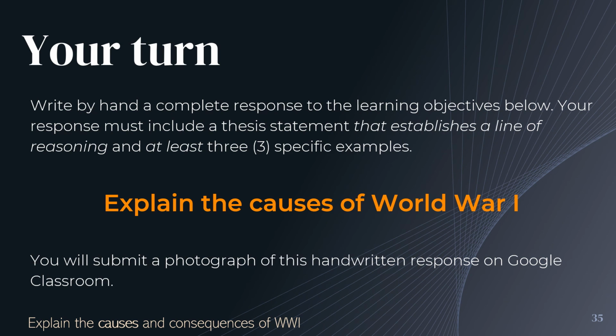Before we're done though, your job now is to write a complete response to the learning objective below. Think of this as your essential question. The EQ would be, what are the causes of World War I? So what you need to do is write a thesis statement that establishes a line of reasoning with at least 3 specific examples, okay, and form that into a short essay. Explain the causes of World War I. This is not a 3, 5, whatever paragraph essay. It has to be at least a paragraph, but it needs to be thorough.